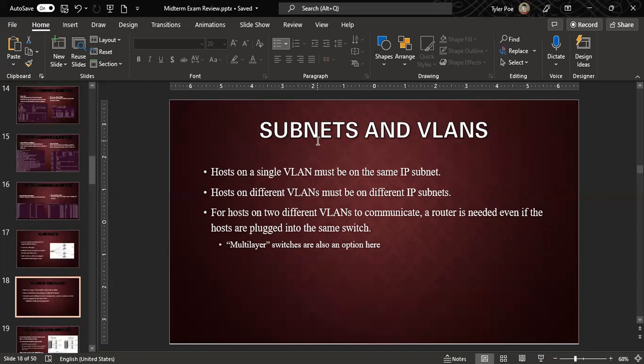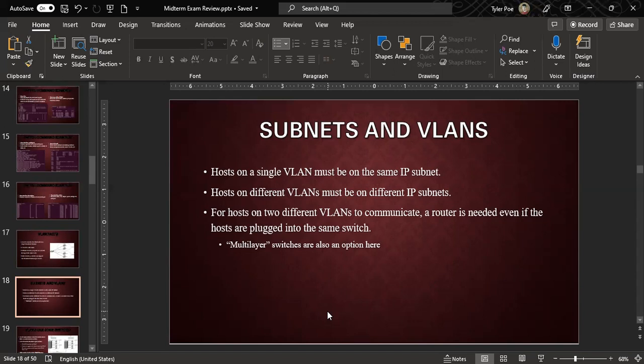So, let's discuss subnets and VLANs. This is a very important topic. In lab 3, you had multiple subnets you were working with, and you also were working with VLANs. You may have noticed that the devices in the same VLAN were in the same subnet, but devices in different VLANs were in different subnets. That's by design. That's the way it works. Because VLANs are basically different LANs, or different broadcast domains, they have to be in different subnets. Put simply, hosts in a single VLAN must be in the same IP subnet, but if they're in different VLANs, they must be in different IP subnets.